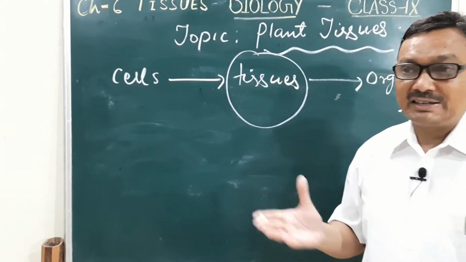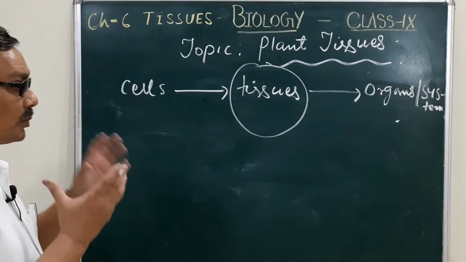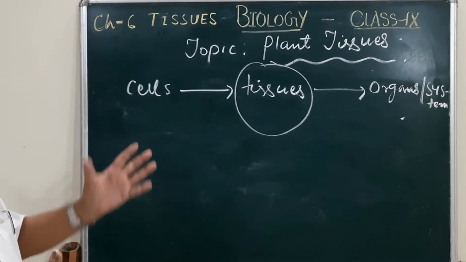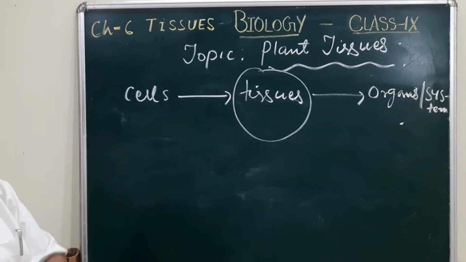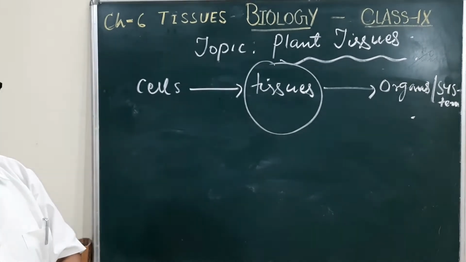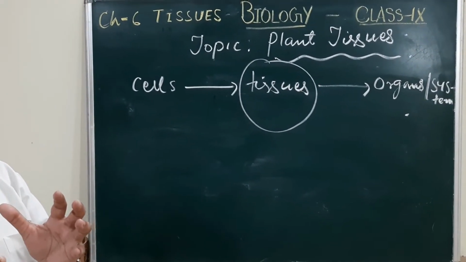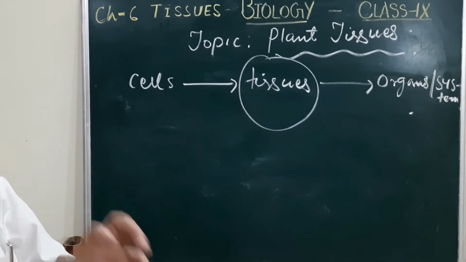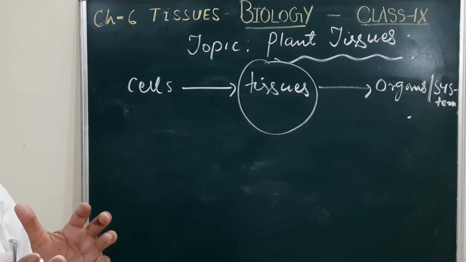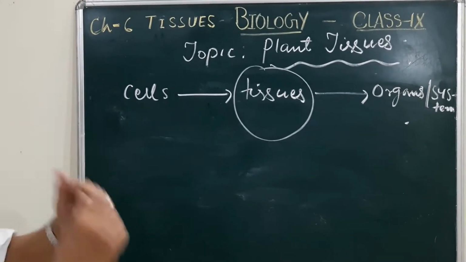You well know that tissue is the group of cells having the similar origin, shape, structure, and those cells which are present together perform a specific job. This is the tissue.